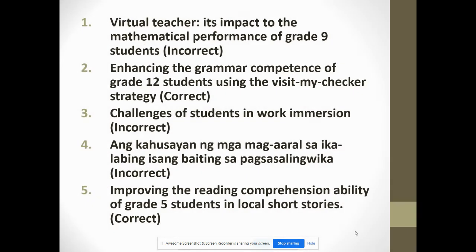Your answer should be, so for number 1, incorrect. Why incorrect? Because the mathematical performance is broad. It needs to be specific. The number 2, that is correct. It follows the rule. Then number 3 is incorrect kasi wala siyang ibinigay na strategy or intervention. Then number 4, as well, it is incorrect kasi walang intervention. Then number 5 is correct kasi mayroon siyang objective and intervention.